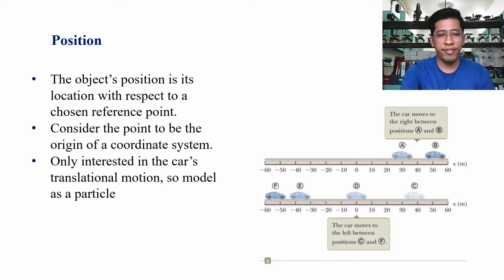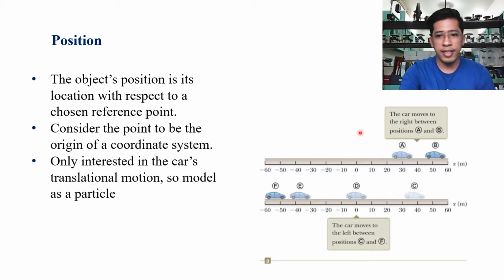So we have already defined reference frames. In this slide, we're going to discuss position. The object's position is its location with respect to a chosen reference point. We can always consider the point to be the origin of the coordinate system, like, say, for example, here.